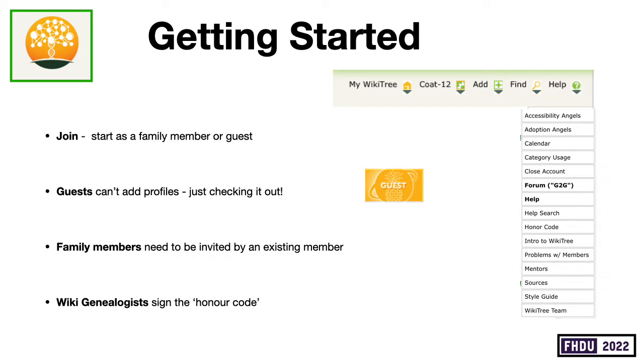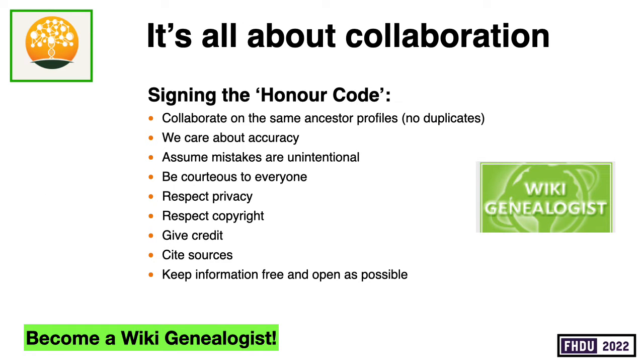So guest access, you can't add profiles, you can just check it out. Family members need to be invited and supervised by an existing member. And then wiki genealogists are everybody who has signed the Honor Code. So it's all about collaboration on Wikitree, and when you become a wiki genealogist and are awarded this lovely green badge, you have signed the Honor Code, which is just really some principles that you are committing to living by. And if you read through those principles, there's nothing too onerous there.